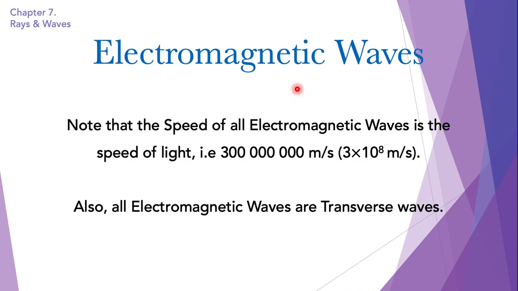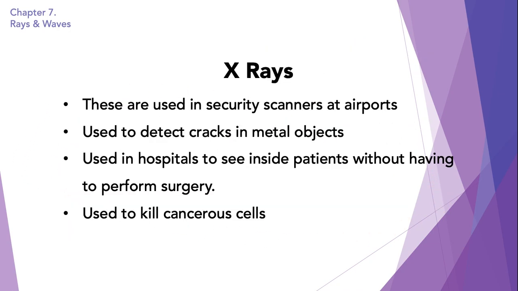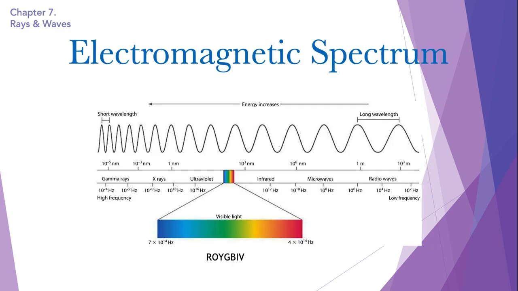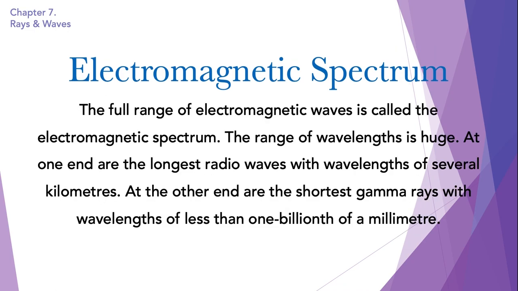An important thing to note is that the speed of all electromagnetic waves is the speed of light, which is 300,000 meters per second, or 300,000 kilometers per second. Also, all electromagnetic waves are transverse waves. These are the 2 points that we have to remember. I hope you have understood these electromagnetic waves. The electromagnetic spectrum and the electromagnetic waves are very simple, as you can see.